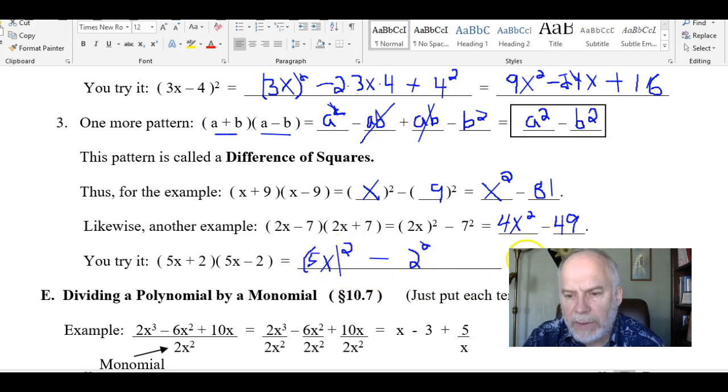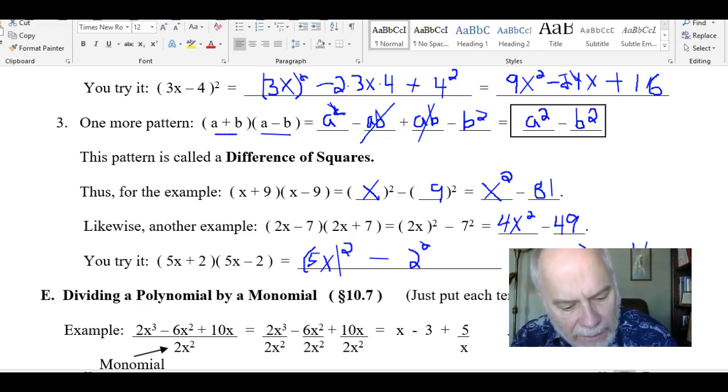So 5x squared is 25x squared. And then you have 2 squared, of course, which is 4. So 25x squared minus 4. All right?